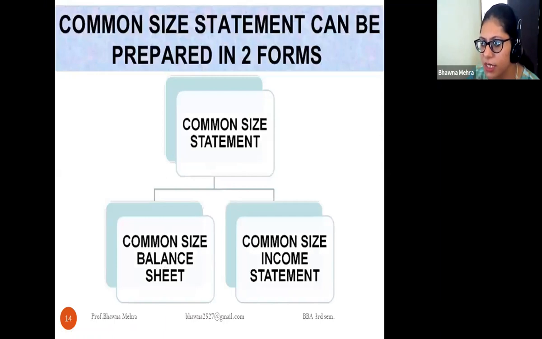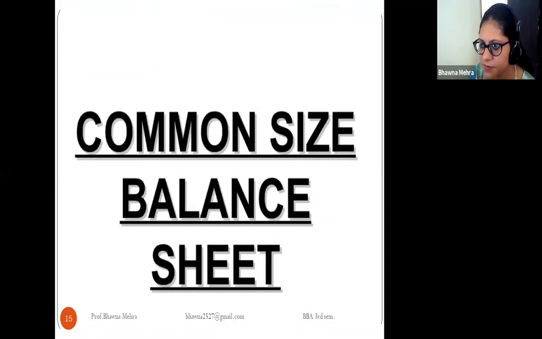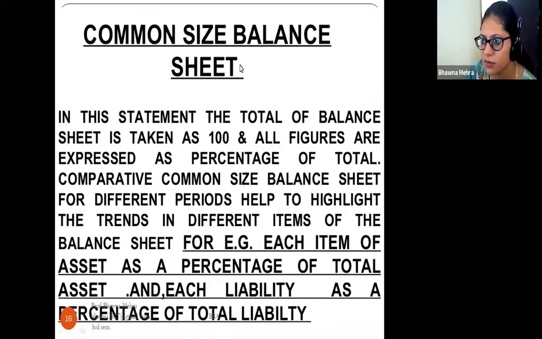The common size statement can be prepared in two forms. First of all, we have to prepare the common size balance sheet, and second, the common size income statement. So let's start with the common size balance sheet.